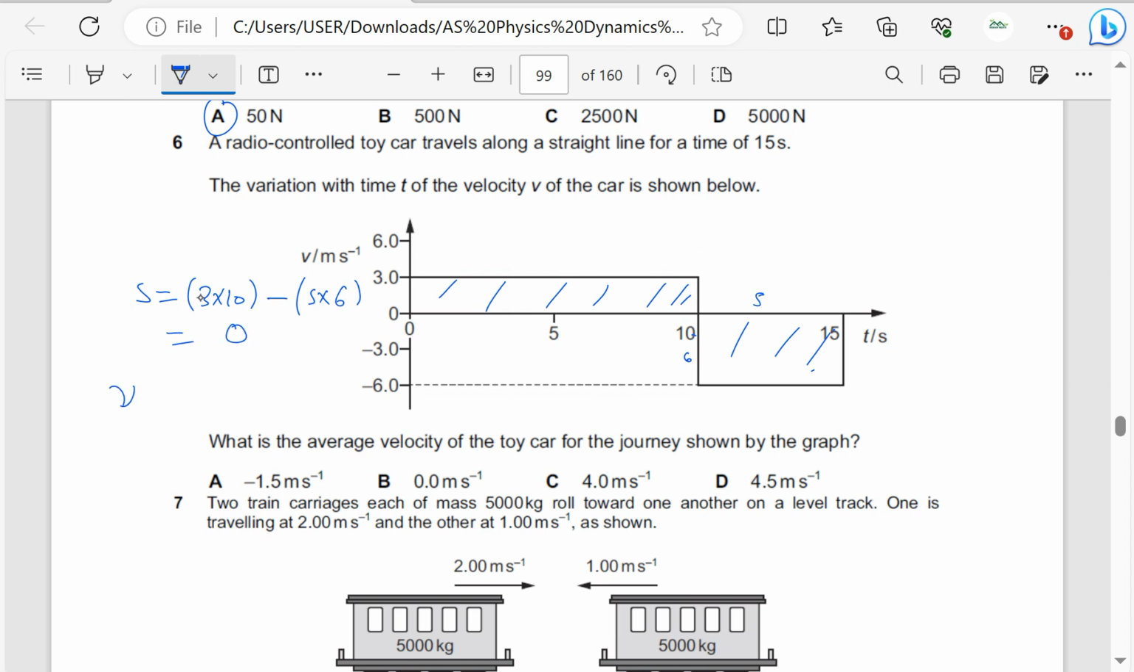So the average velocity is going to be the total displacement divided by time, which is going to be 0 over whatever value of time. So v is going to be 0. So the answer is going to be B, because the displacement is 0, the velocity is going to be 0. This is not standing for speed, it is displacement. Let me just write this because I know students, displacement over time.